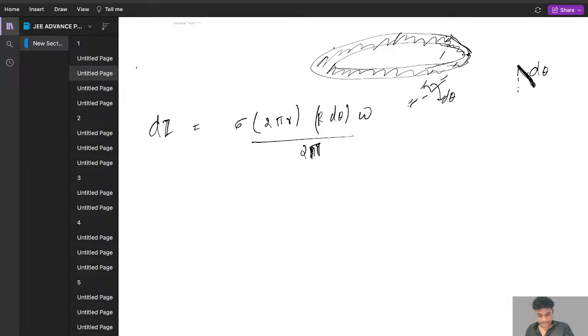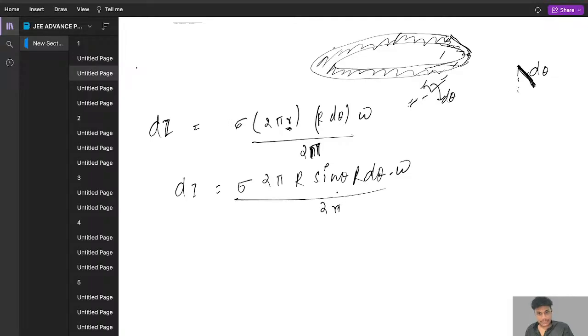Please check the calculation once. So from here we get di is equal to, we put small r, okay, that is rho 2 pi, put small r, that is r sine theta, into capital R into d theta into omega upon 2 pi, right? Understand this?